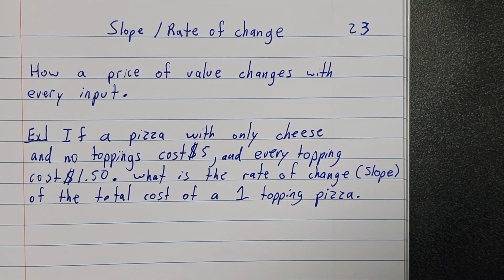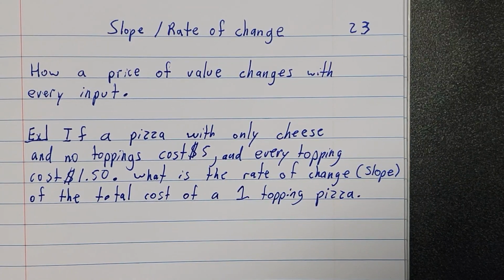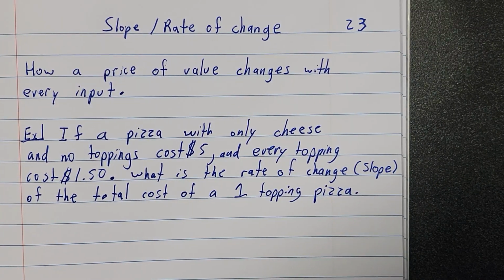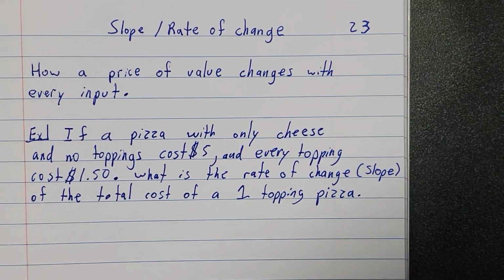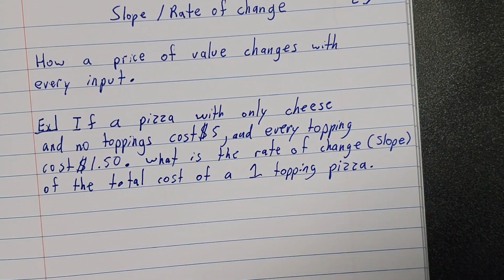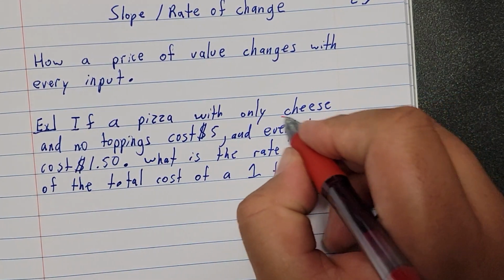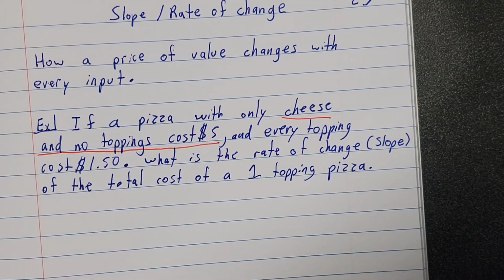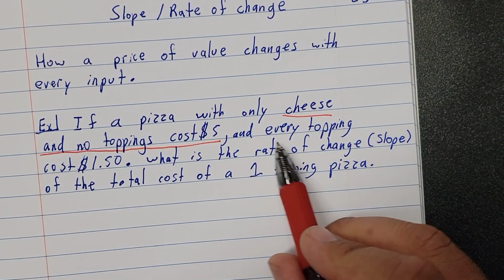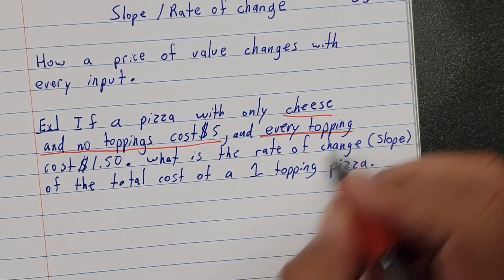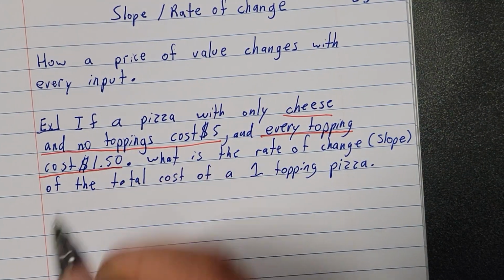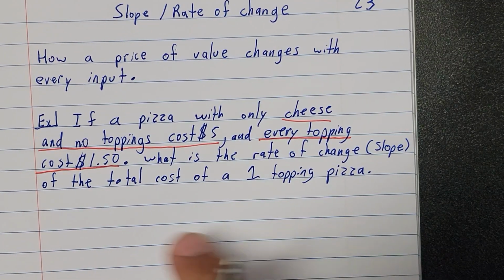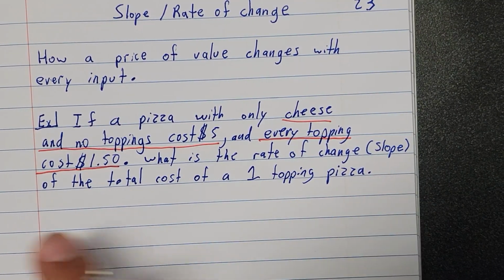Okay, so basically when we're looking at this, they're going to give us some numbers. We're going to have no toppings, just a cheese pizza, and no toppings cost $5. And then it says every topping costs $1.50. So it says, what is the rate of change? The slope of the pizza.